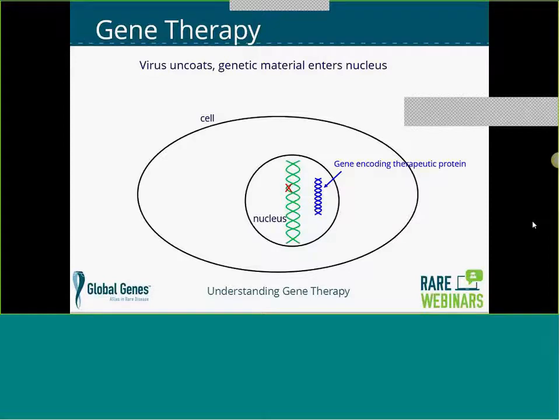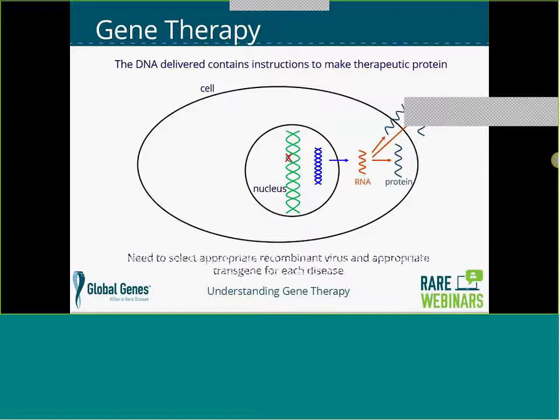And next, we'll show that once that's in place, that gene can now be transcribed into RNA, and the RNA can be translated into protein. And that protein can be any type of protein, one that's located inside the cell, maybe across the cell membrane, or one that's secreted. The main issue in gene therapy is trying to find the right type of virus and the right gene for each disease.